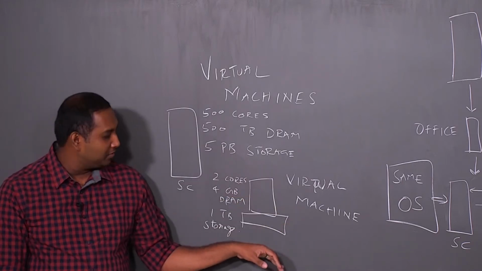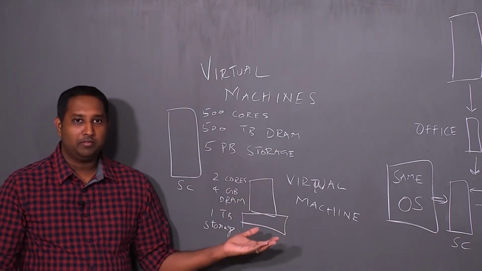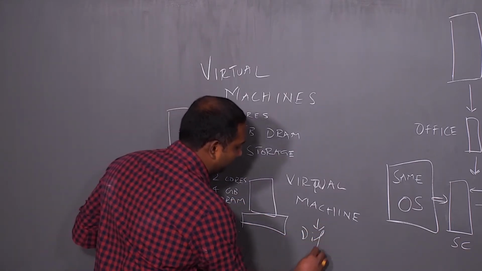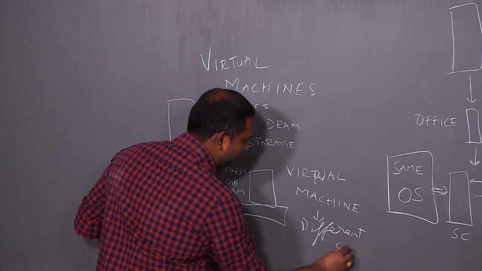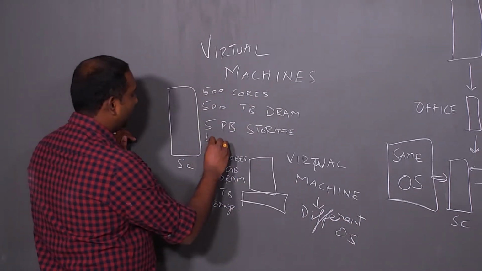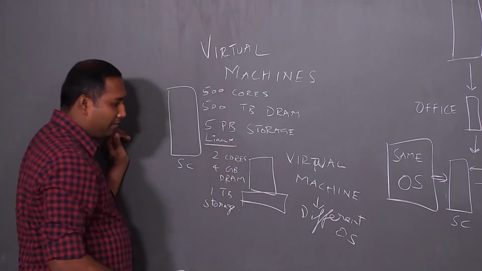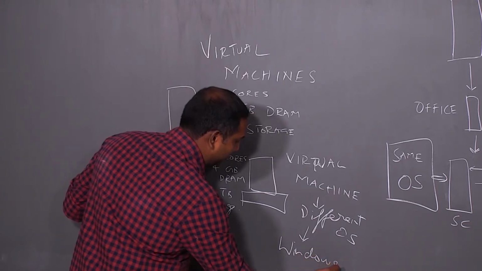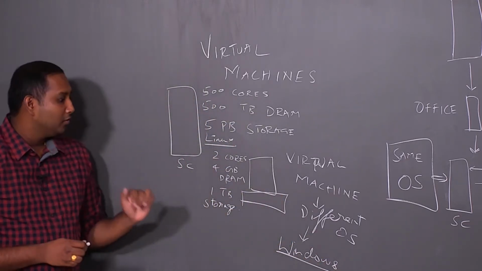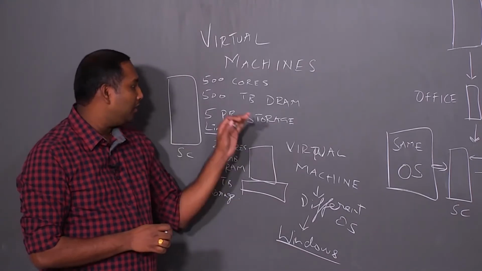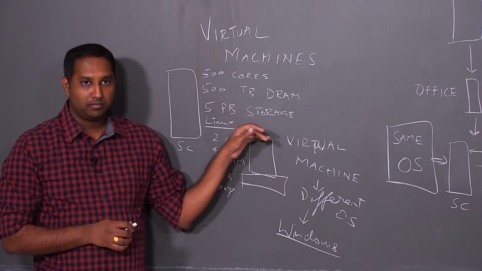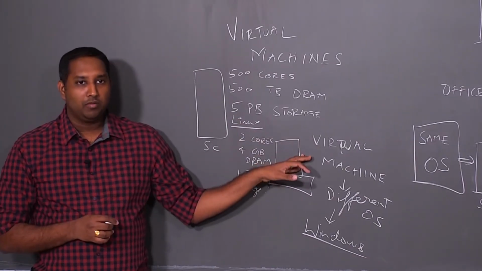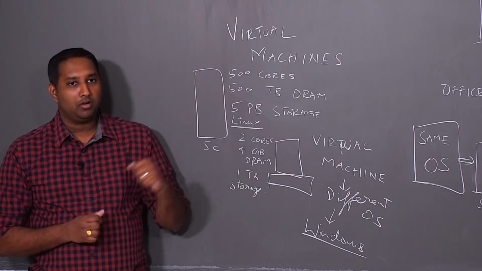now, once you have this virtual machine, you are master of this virtual machine, right? You can run a different OS. So for example, let's say that your supercomputer is running Linux, and for some reason you needed Windows, you could do that, right? So your virtual machine could be running Windows and your supercomputer can be running Linux, right?